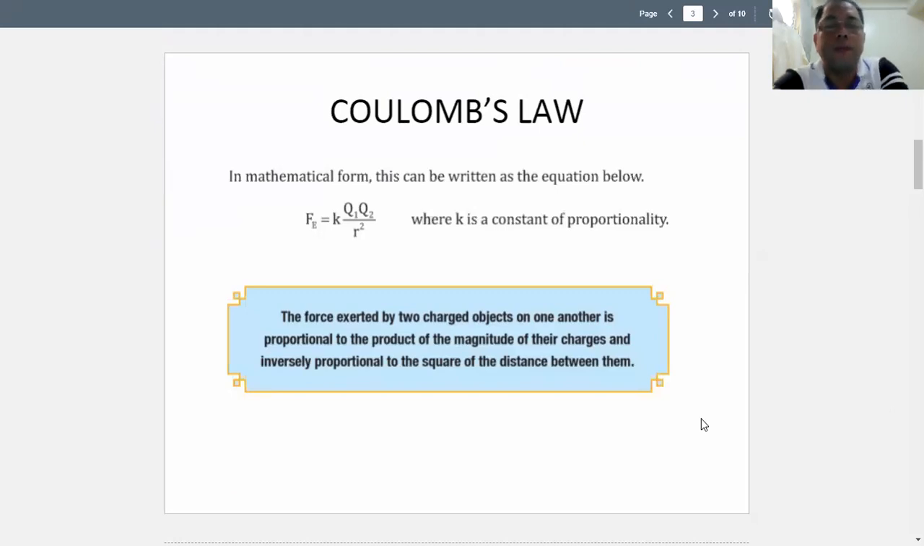In mathematical form, Coulomb's law is written this way. There is a certain constant K, and K is a value that we will probably encounter later. It's a constant value of proportionality. I think they call it the permittivity constant. And the other one is these Q values above. Usually Q denotes a charge, so there are two charges involved. And then there's R below, which represents the distance between our charges.